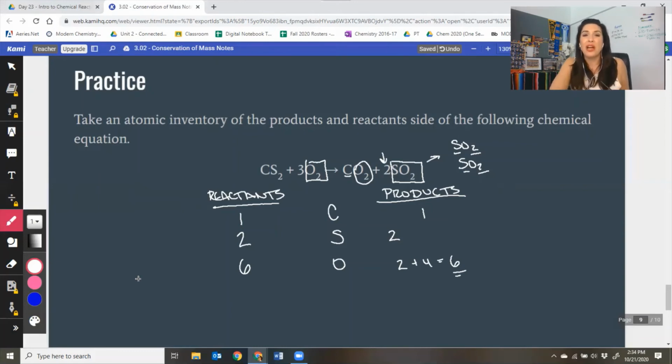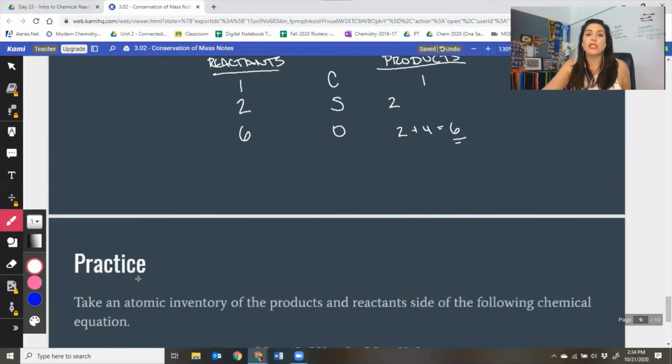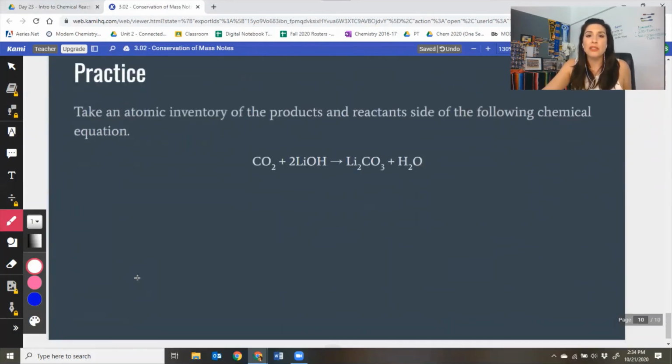So another atomic inventory. Now, I'd like you to try one on your own. So for this next practice problem, can you pause the video and try to take an atomic inventory on your own. I'll do the same. And when we come back, we'll check your work and see how you did.